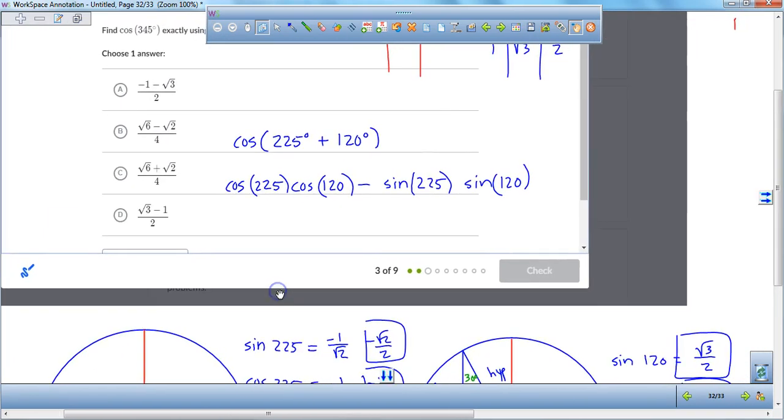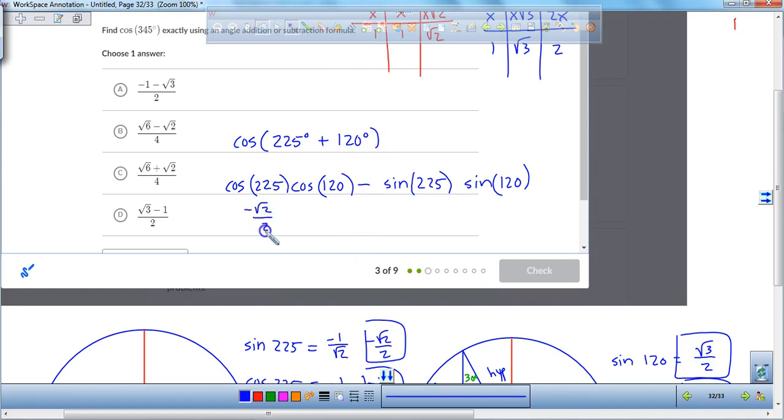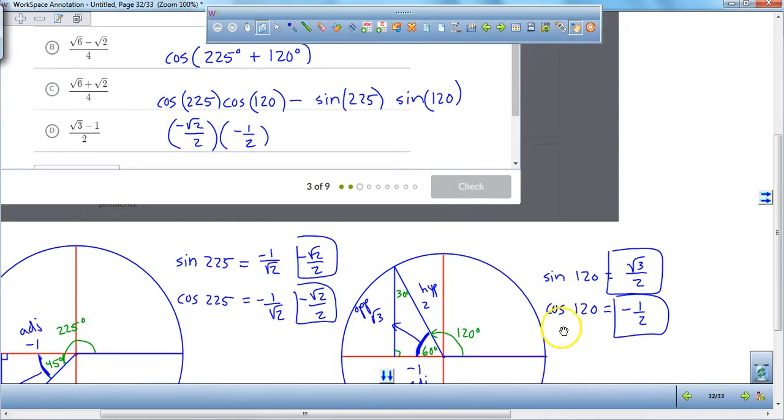Great. Googly moogly. All right, so the cosine of 225 was negative radical 2 over 2. So I'm going to put negative radical 2 over 2. And the cosine of 120 was negative 1/2. So cosine 120, negative 1/2. So negative times negative is positive. That becomes radical 2 over 4.